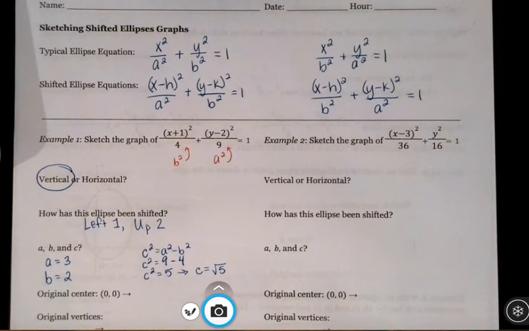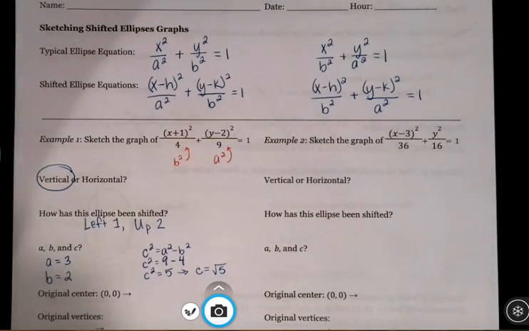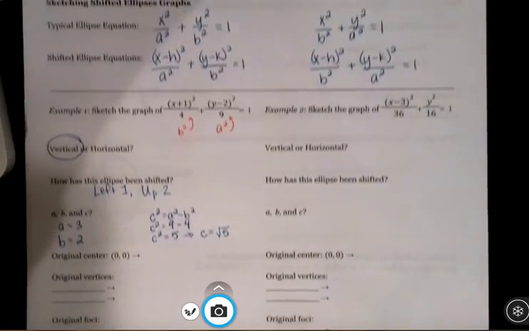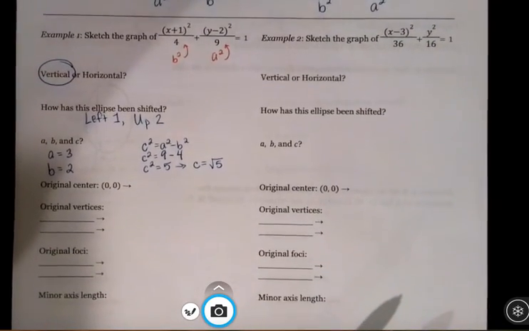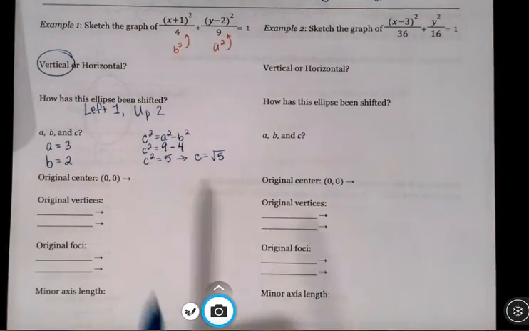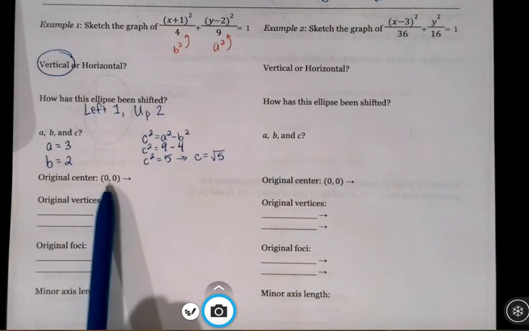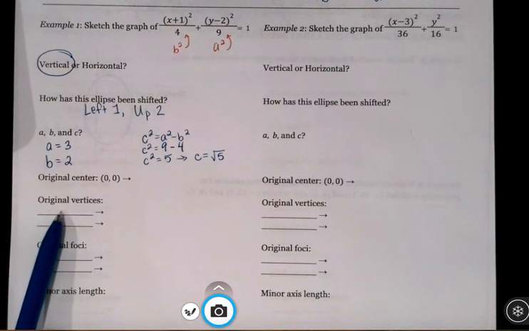And that ends up being a decimal. So right now I'm going to leave it like that, and then I'll switch it to a decimal later on if I need it. I'm going to actually do all of my original things first, and then I'll go back and do the shifted version. So I'm going to scoot this up a little bit so we can see it. Our original center was 0, 0. That's done for us. So I'm going to move on to our original vertices.